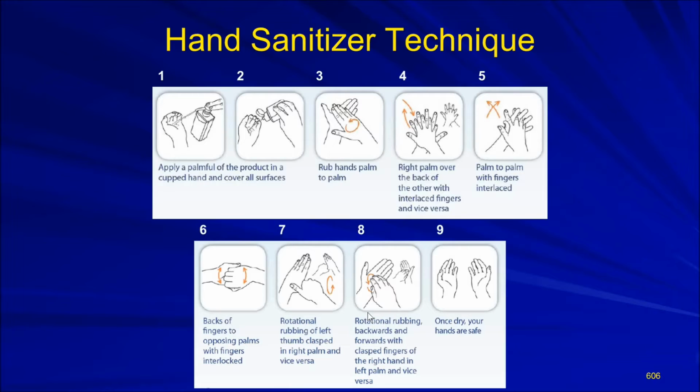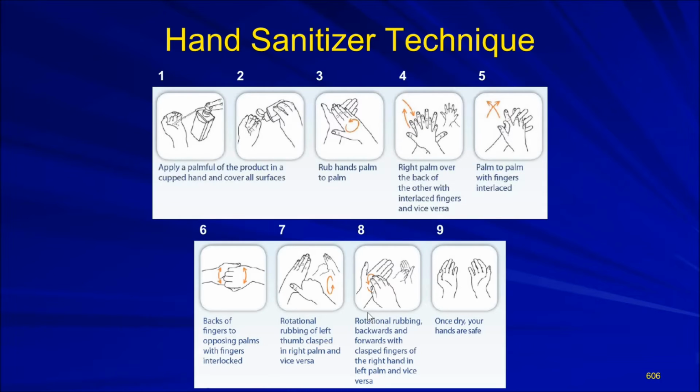Again, as we can see in step 3, you rub your palms together, palm to palm. Steps 4 and 5, you want to lace your fingers with your palms facing each other, and then with one hand over top of the other, and vice versa, making sure you cover in between your fingers.